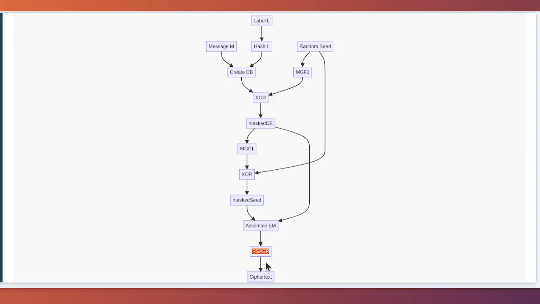The decryption process essentially reverses these steps. After applying the RSADP primitive with the private key, you unmask the seed and data block, verify that the structure is correct including the L hash and the 0x01 separator byte, and extract the original message M. If any check fails during decryption, the operation must fail without revealing which specific check failed, to prevent chosen ciphertext attacks based on timing or error messages.